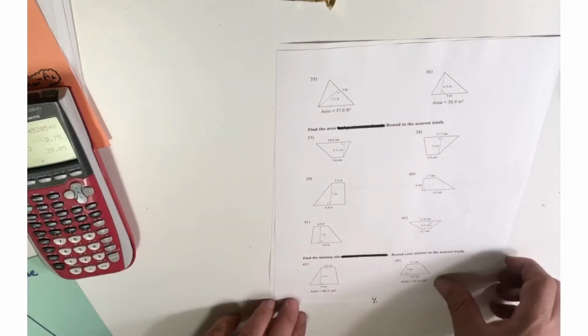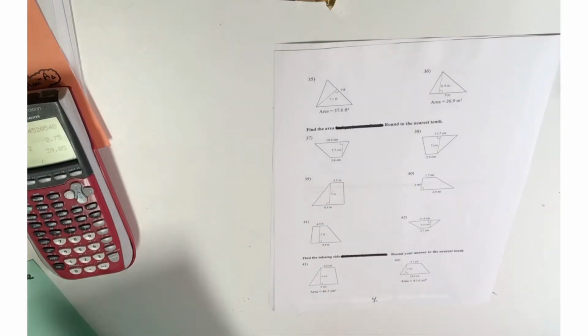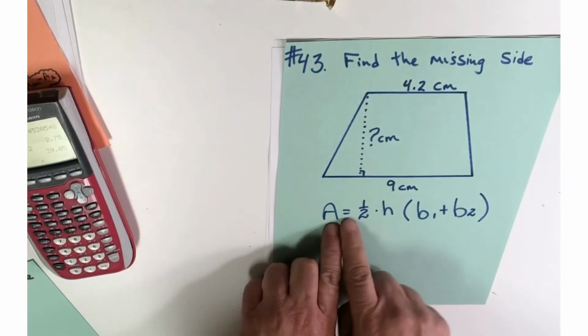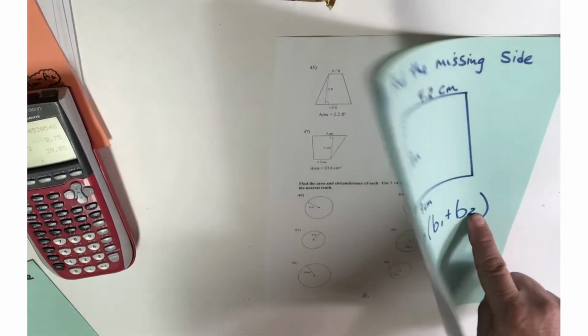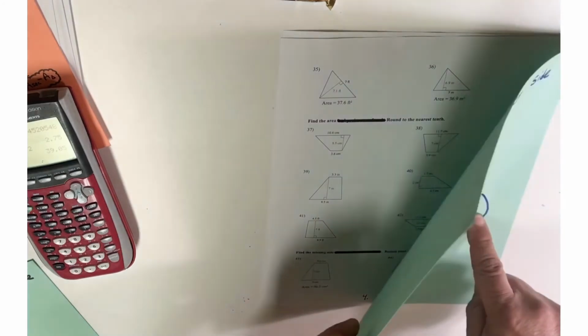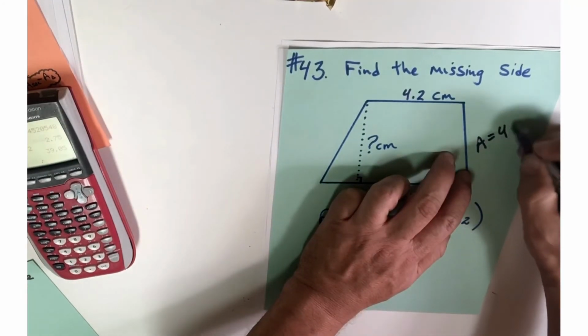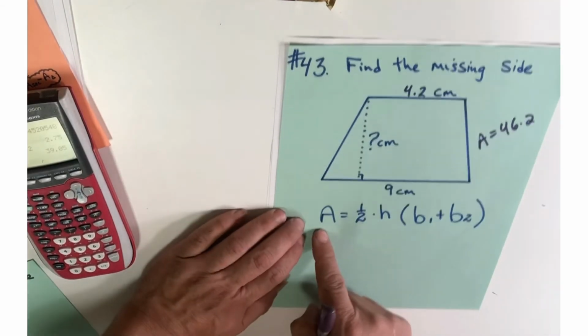Okay. Number 43, down here. It says find the missing side. Once again, there's my formula, except this time they're going to give you the area. What was it? I forgot to peek again. 46.2 is the area. Area is equal to 46.2. They told us that, so let me go put that over here.